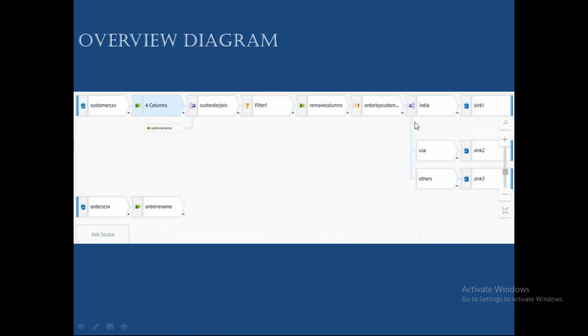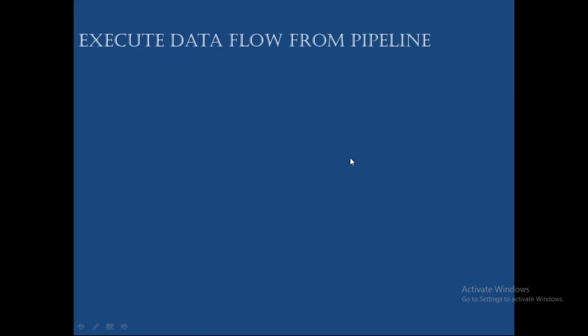This is how I already designed it, but anyhow we are going to do it again from scratch. So, customer.csv and orders.csv, you just rename and I'm joining the records, then filtering. After filtering I am removing some of the columns, and this is basically order by customer ID, which is nothing but a sort. Then the conditional split divides the data based on the condition: India records here, US records, other records. India records I am writing into sink 1, US records into sink 2, other records into sink 3. I will show you all of this from scratch, do not worry.